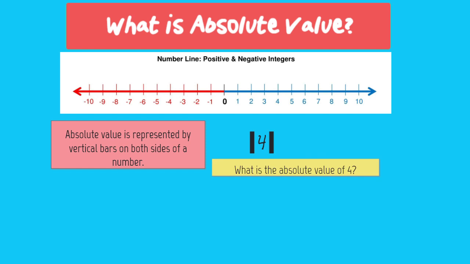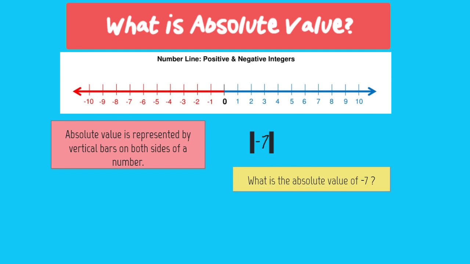So let's take a look and see what is the absolute value of 4. All right. We want to start from 0 and count the spaces. 1, 2, 3, 4. And so the absolute value of 4 is 4 spaces away from 0. All right. The absolute value of 4 is 4.